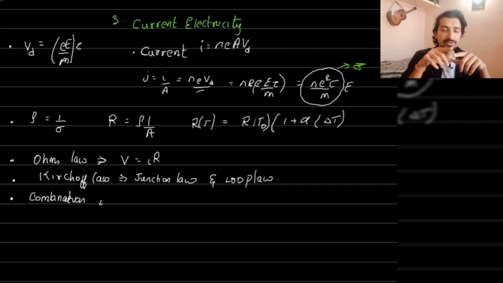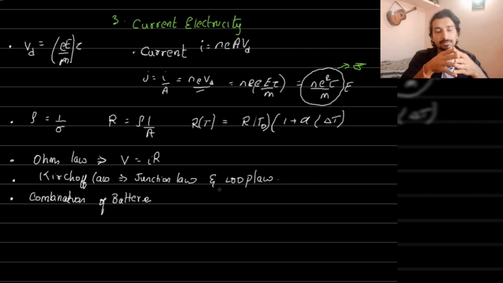And what does the loop law tell you? Loop law tells you that if you look at any loop, the sum of the potentials will be 0. If you start from a point and come back to the same point, the potential difference has to be 0, right? Because you are coming back to the same point, the difference in potential becomes 0. So that is about Kirchhoff's loop law.